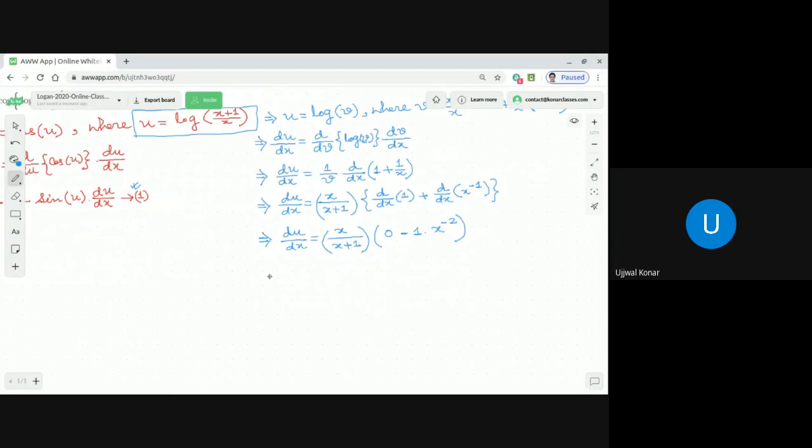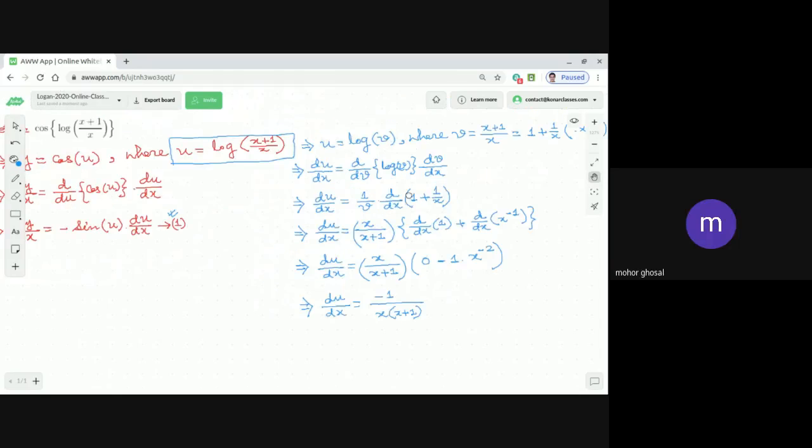So from here, what do we get? We get du/dx is equal to minus of x into x to the power minus 2, which is x to the power minus 1, that is 1 by x. So minus 1 by x into x plus 1. All of you got it.